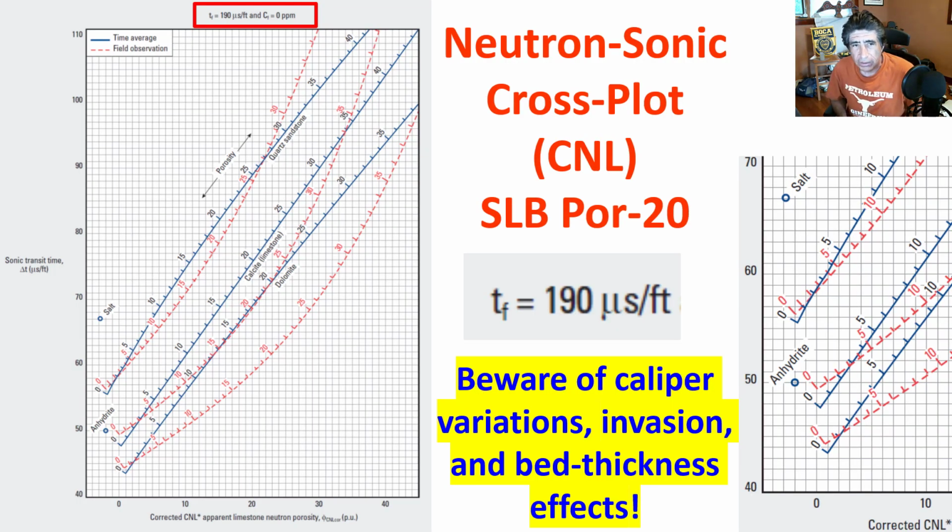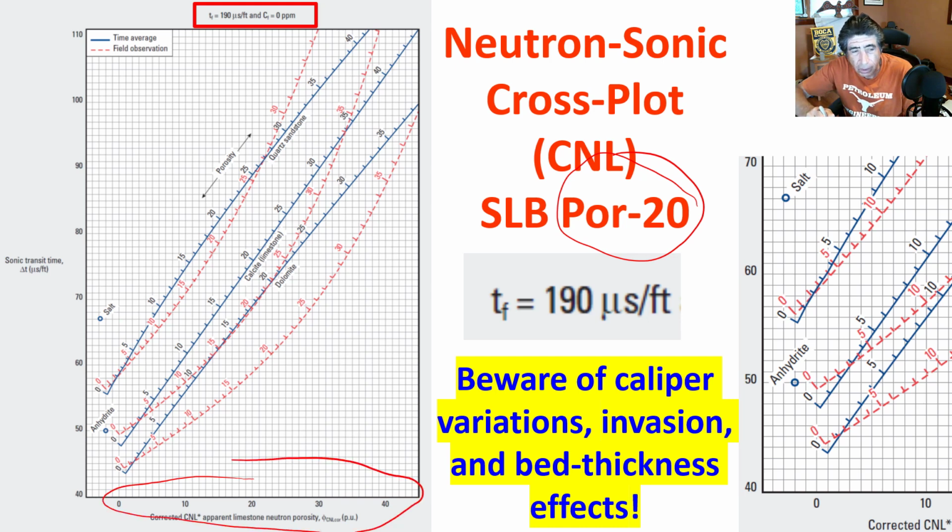But let me show you one example. And this is one way to calculate the sonic porosity, a very simple way. And this is the way we're going to use for some of the exercises. The chart that I'm showing here is very similar to the charts that we use for PEF density and also for neutron density. It's a neutron sonic cross plot, which is Por-20 for Schlumberger. On the x-axis we have the neutron log in limestone porosity units, and on the y-axis we have the sonic fastest time of flight in microseconds per foot.